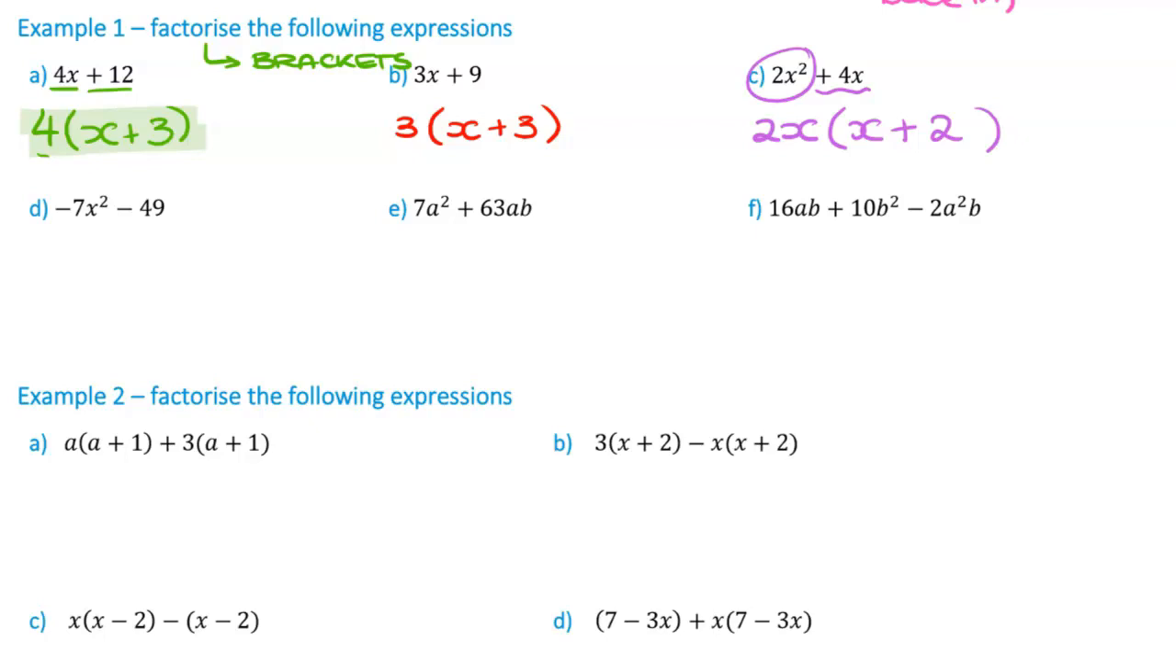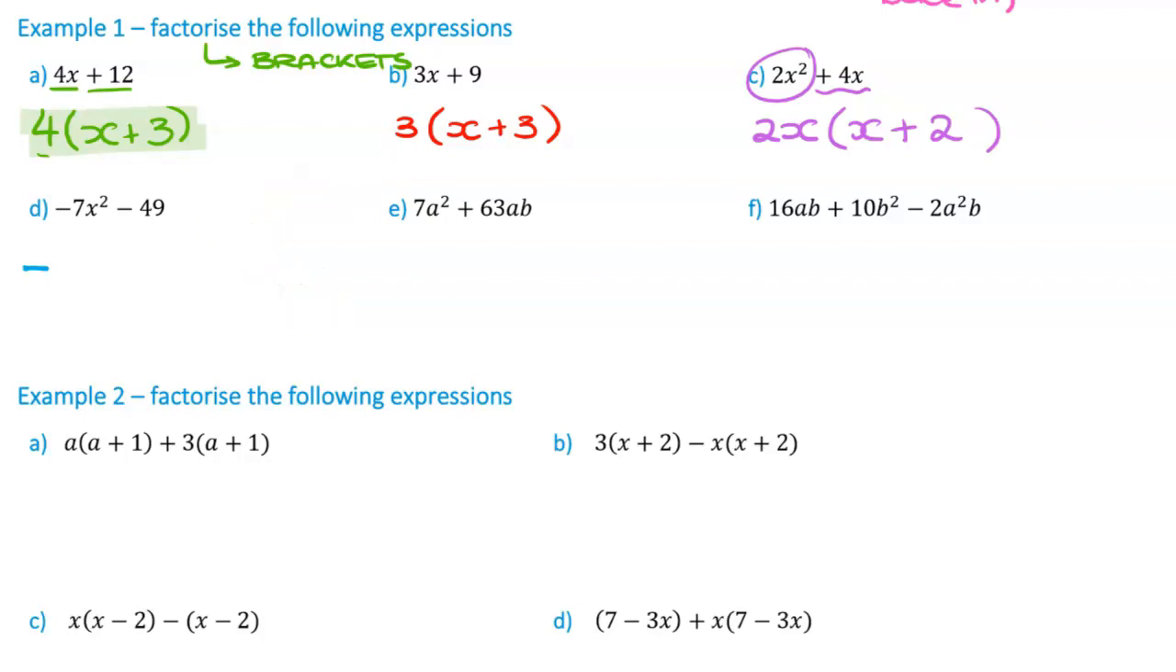Okay, a little trick. If both numbers are negative, we're going to have a negative as part of our highest common factor. So let's note that down. When both terms are negative, we're going to take that negative out in our highest common factor.